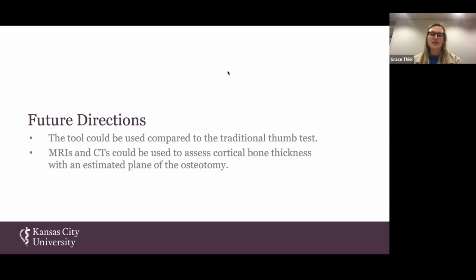So based on that previous study, we also think that CTs or MRIs could be used to assess the cortical bone thickness in a lot larger population of people. But it would be important to get the plane of the osteotomy correct in this assessment. And I think that that could be difficult to do, but I'm sure it is possible.